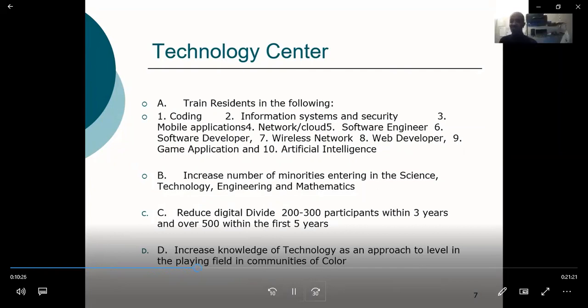Let's talk about how we do that. The first thing is the training, in which we're providing both hard and soft skill training. That training includes anywhere from coding to game application, software, program development, web development, mobile application, etc.